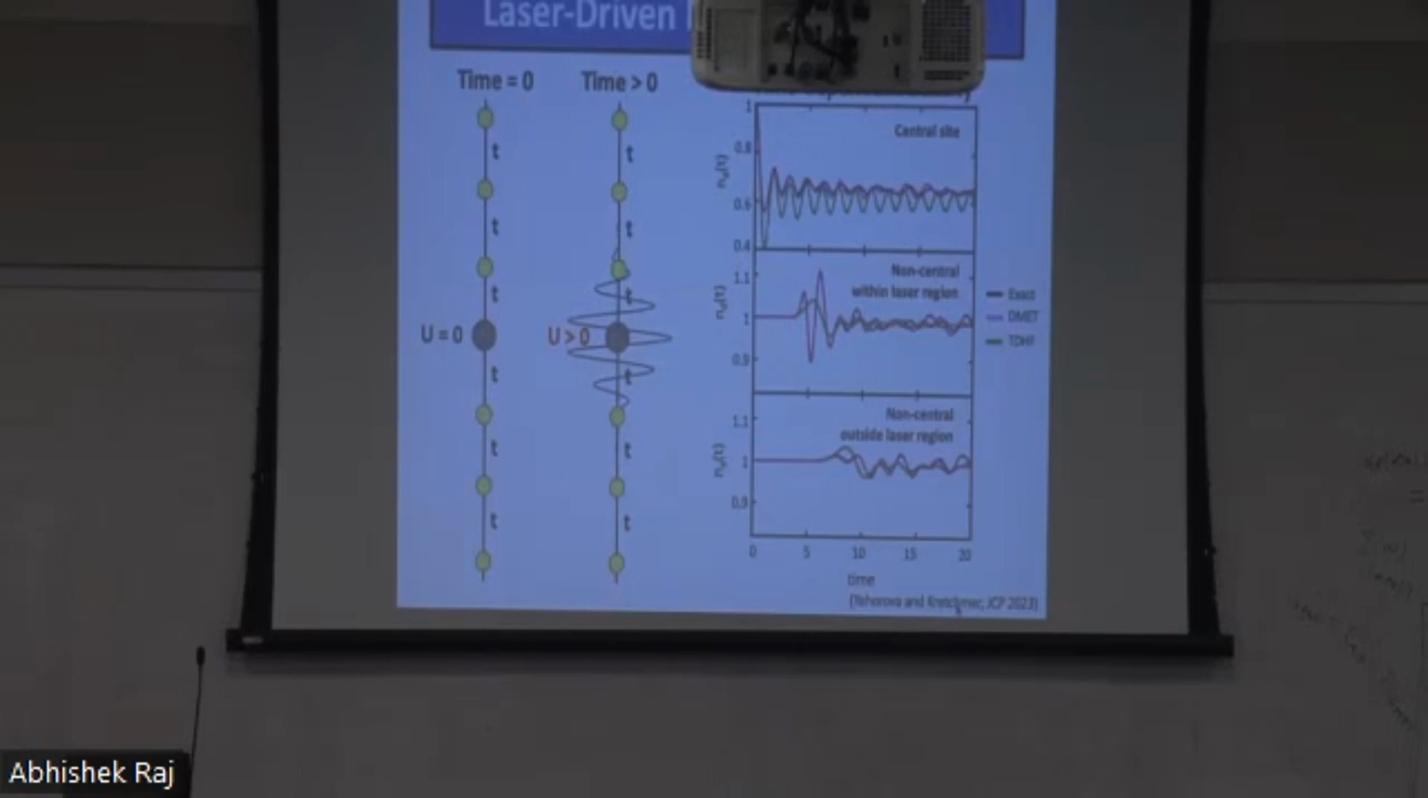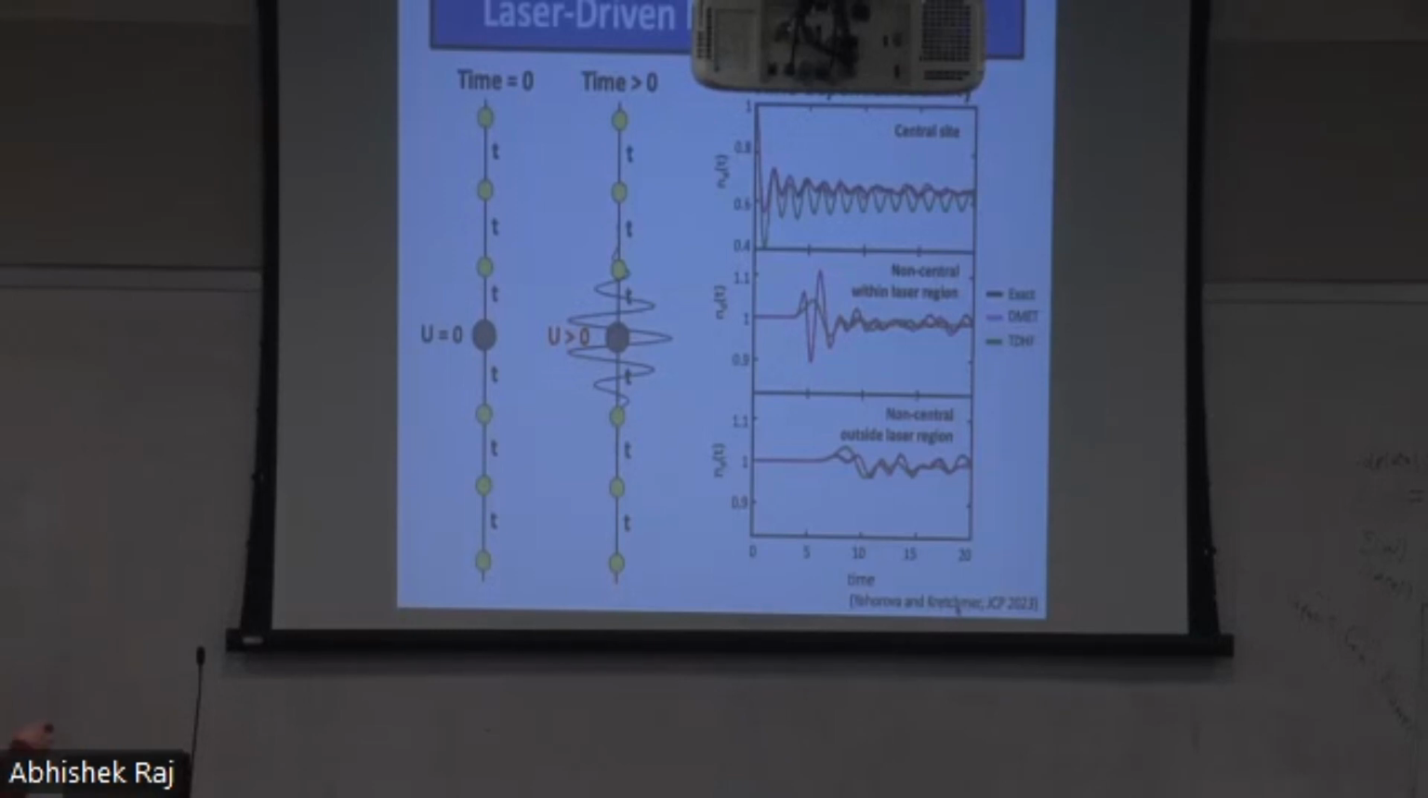But what's interesting is if we look at, let's say, this site, which is not the central region, but within the laser region, we can see this driven oscillation. The pink curve is sitting right on top of that black curve, while the green curve is not getting this oscillation right. That's pretty cool and exciting. We're really getting this driven electron dynamics.